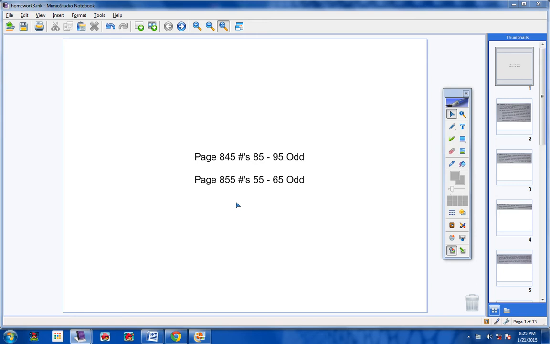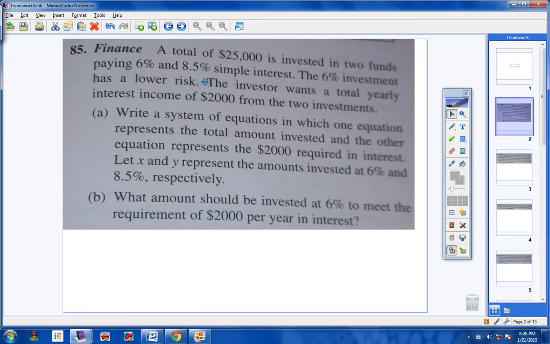Let's go ahead and get started with page 845, number 85. The problem reads as follows. A total of $25,000 is invested in two funds. One pays 6%, one pays 8% interest. One has a lower risk, one has a higher risk. The investor wants a total yearly interest of $2,000. That's what he wants his total interest to be. Write a system of equations.